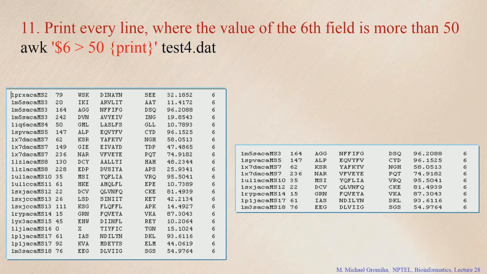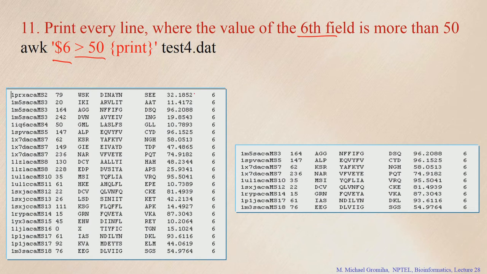Then I will show some important information where we can really manipulate the output files. Here I put one condition: print every line where the value of the 6th field is more than 50. How to do this? If the 6th field is more than 50, then you print. If you just print, it will print the entire line, either print $0 or just print. So, you can give the entire line if it is more than 50.